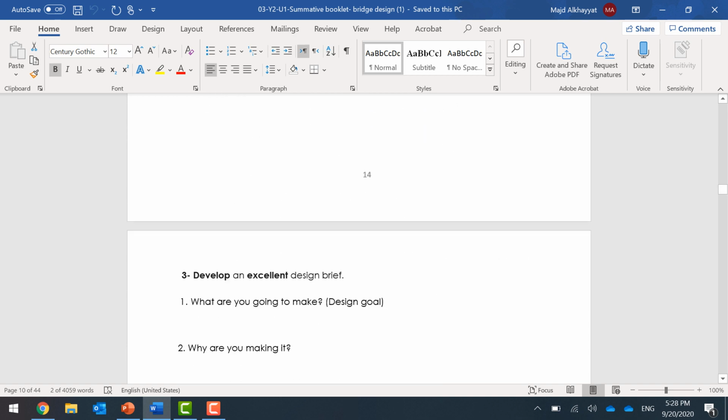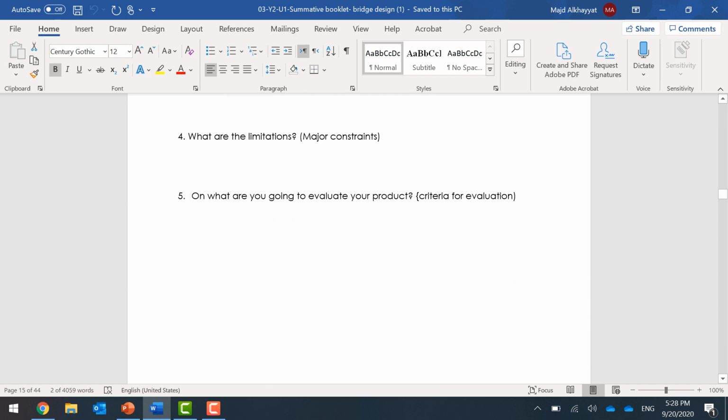evaluate your product. Will you evaluate it based on the dimensions? Will you evaluate it based on the design? Will you evaluate it based on the manufacturing simplicity? What is the criteria that you will use for evaluation?